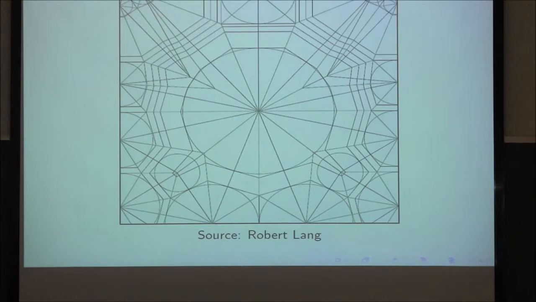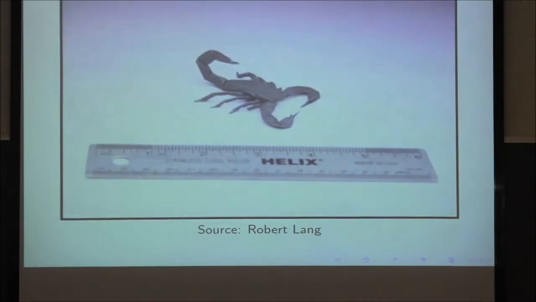Well, that's a good way. A bug. All right. So this is indeed a bug. But not only that, it's a scorpion. And not only that, that's a ruler. Oh, it's about 2 inches long? Yeah. All right. One more.